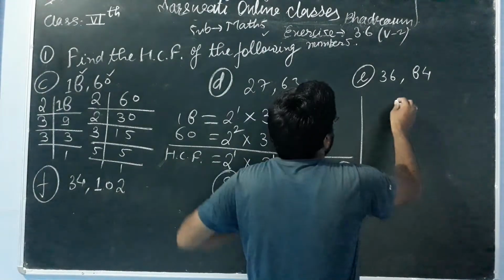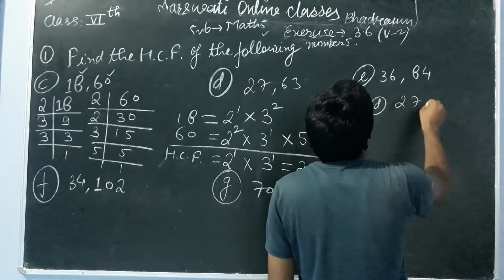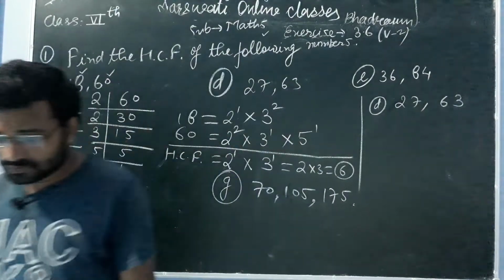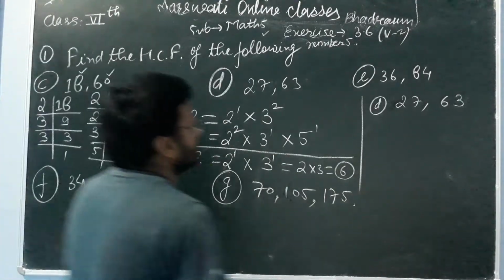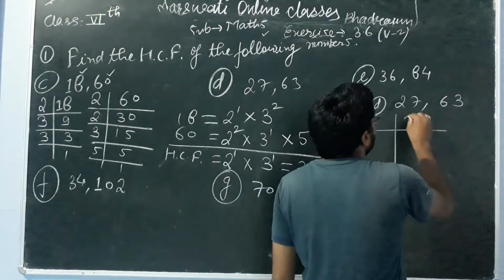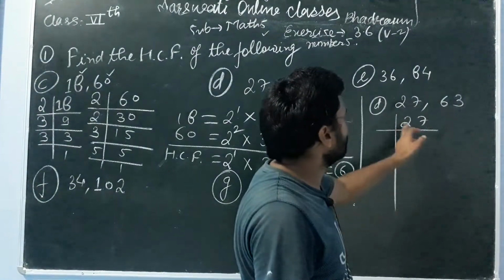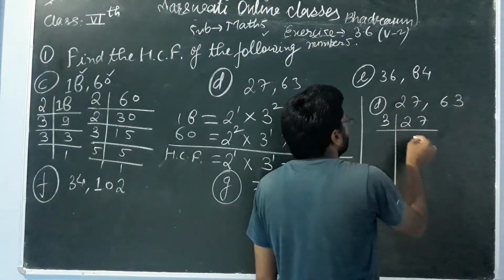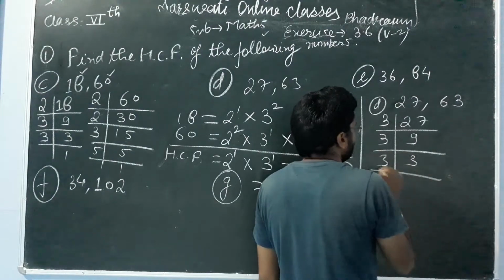We will go for our part D. What is part D? 27 and 63, the two numbers whose HCF we have to evaluate. So we will factorize 27 first. Here 2 plus 7 is 9, hence this number is divisible by 3. So 3 9s are 27, again by 3, 3 3s are 9, again by 3, 3 1s are 3.